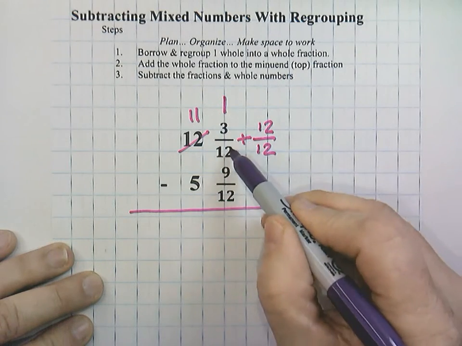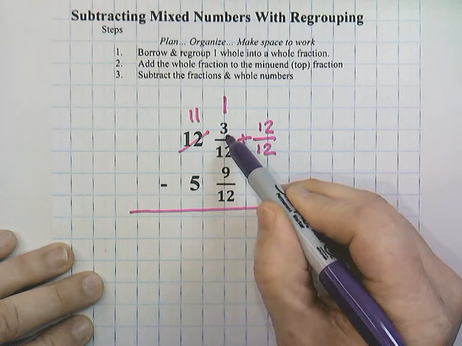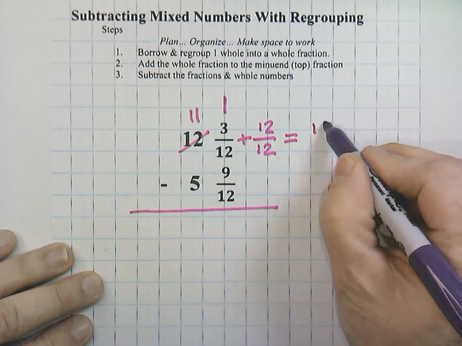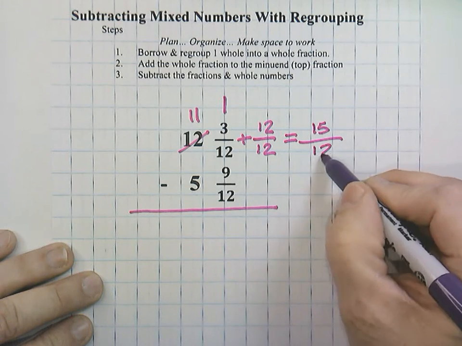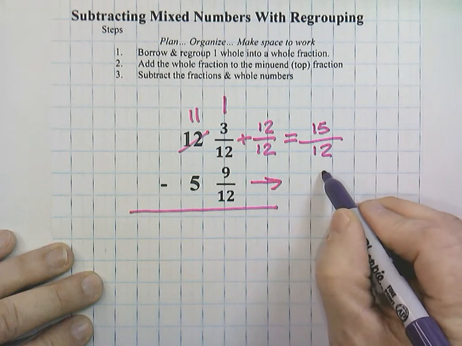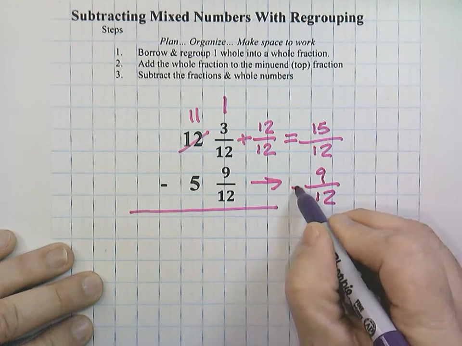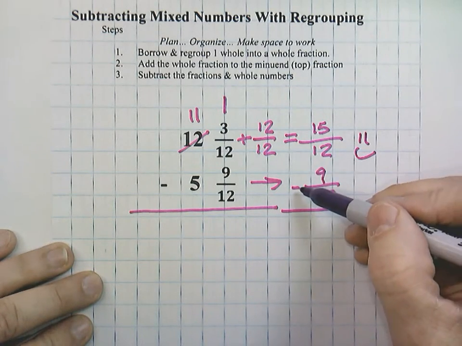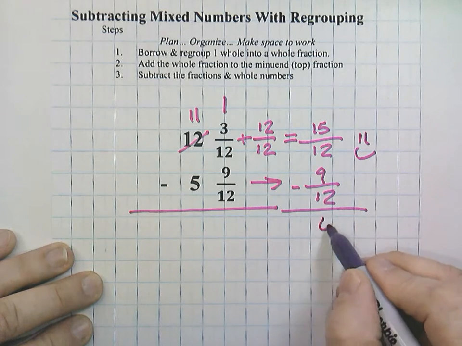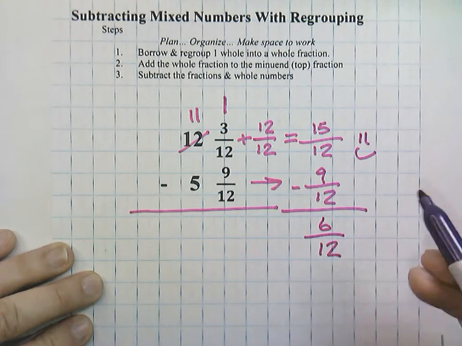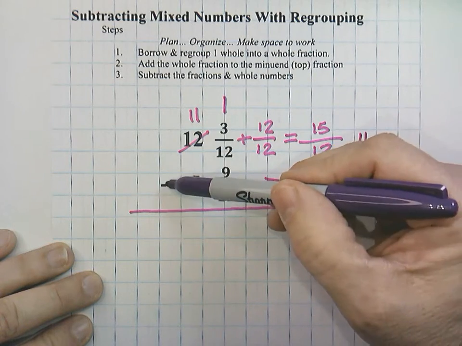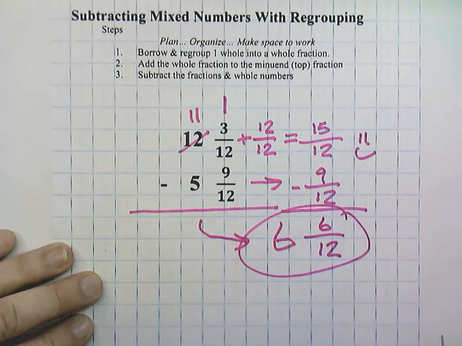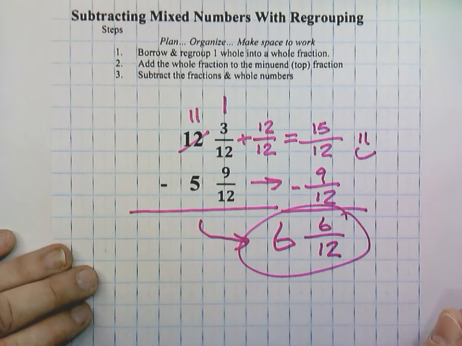Remember, the whole purpose of doing this is to get more. Well, we just got more, and we're going to add it to the 3. 3 plus 12 would be 15. 12ths on the bottom stays the same. Now we're good to subtract, 9/12. And now we are ready to subtract. 15/12 minus 9/12 would equal 6/12. And then we go back to our wholes. 11 minus 5 is 6, which we want to scooch over here for our answer of 6 and 6/12.